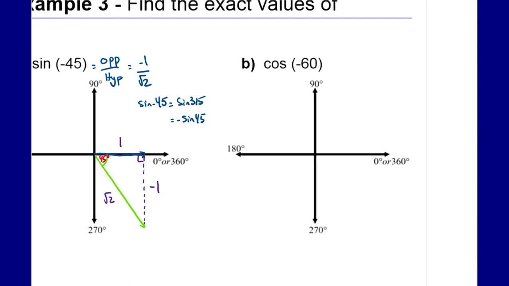For B, cosine of negative 60. I'm going to draw my initial arm here. The terminal arm is going to be somewhere over here because negative 60 is coming in this direction. So even though it's negative 60, this reference angle is still going to be 60 degrees. The right angle triangle is going to make a special triangle. So root 3, 1, and 2.